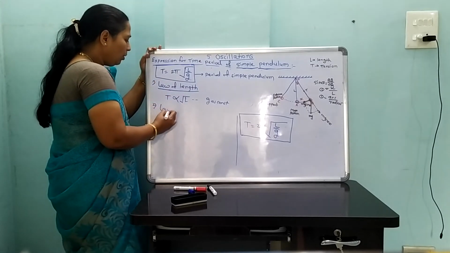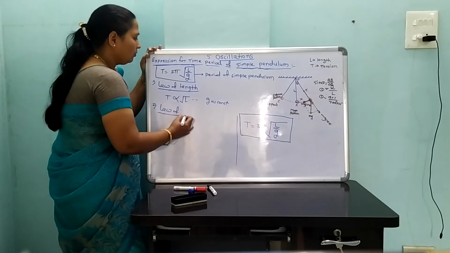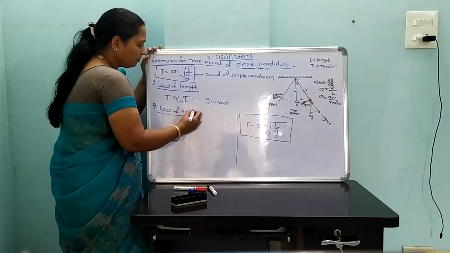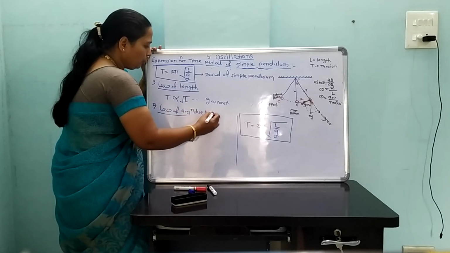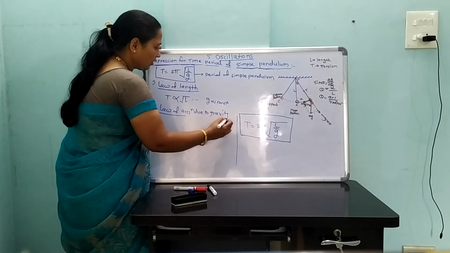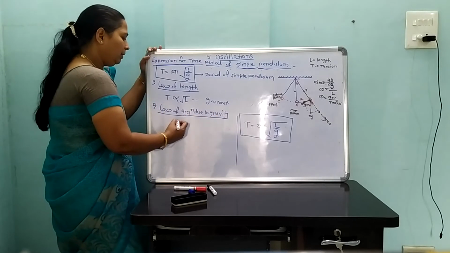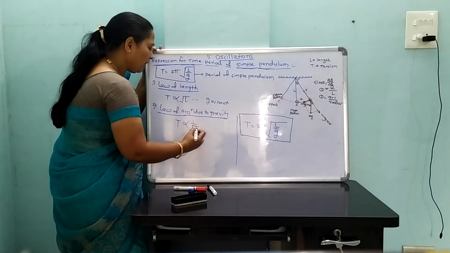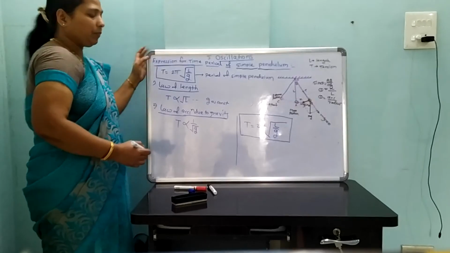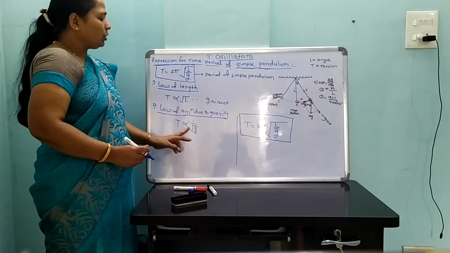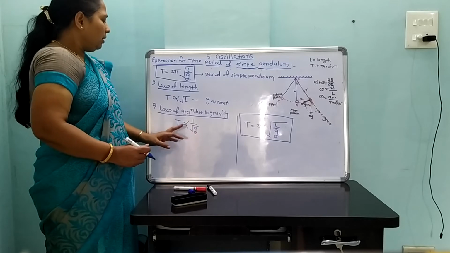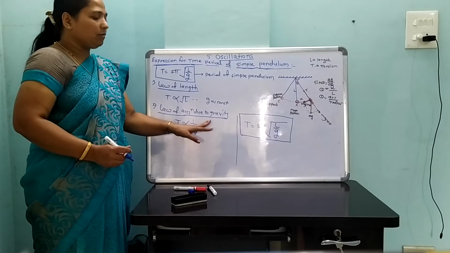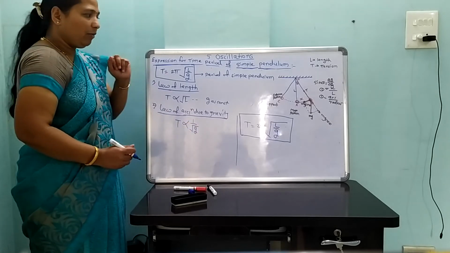Second, the law of acceleration due to gravity. The period of a simple pendulum is inversely proportional to the square root of g. Hence, T is inversely proportional to the square root of g. Law: the period of a simple pendulum is inversely proportional to the square root of acceleration due to gravity.